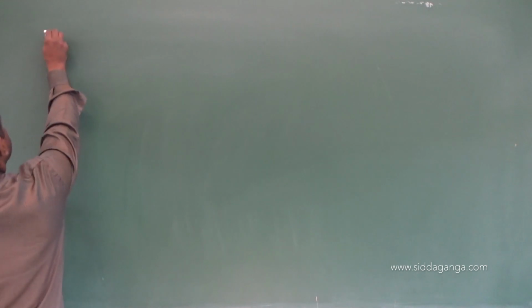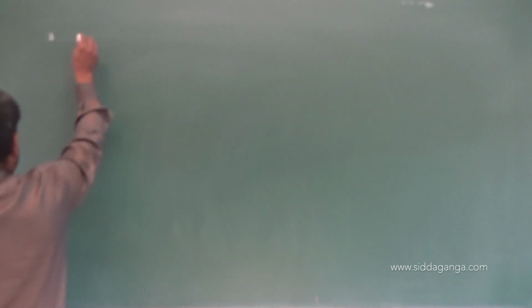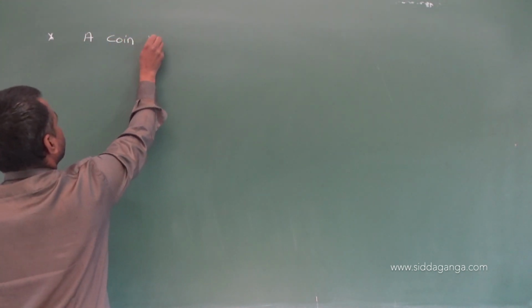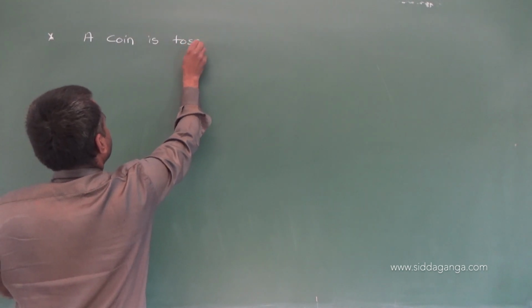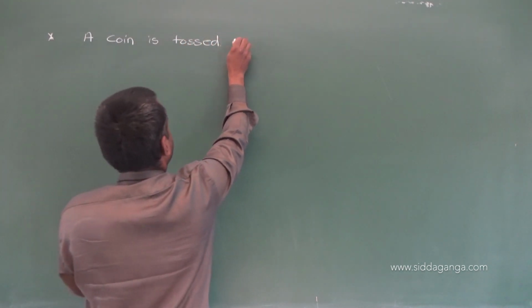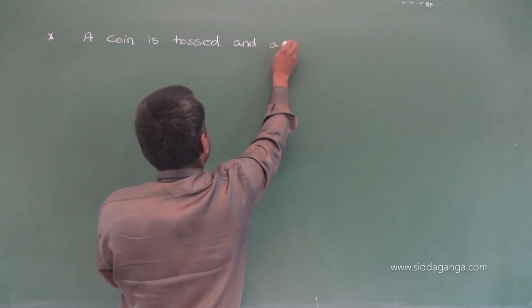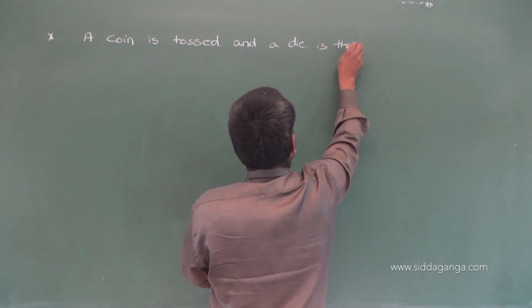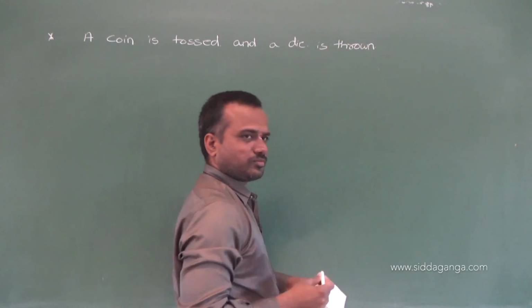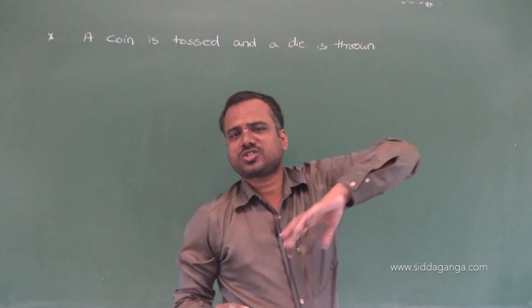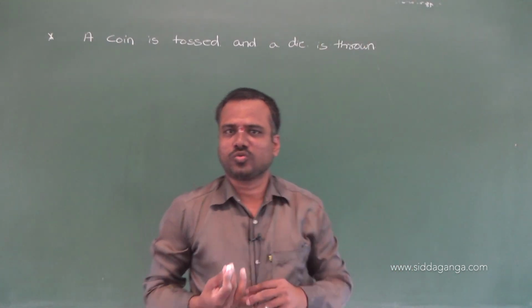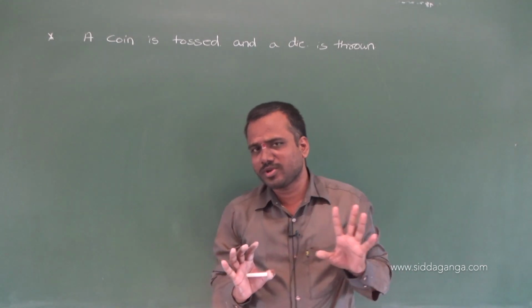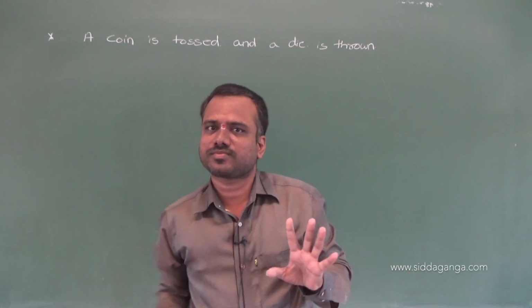Next problem. A coin is tossed and a die is thrown. Very interesting. A coin is tossed and a die is also thrown. When a coin is tossed, the possible outcomes are head and tail. When a die is thrown, the possible outcomes are 1, 2, 3, 4, 5, 6.